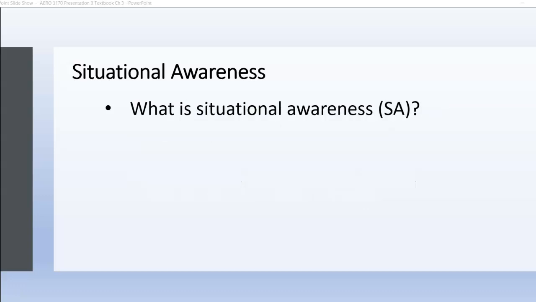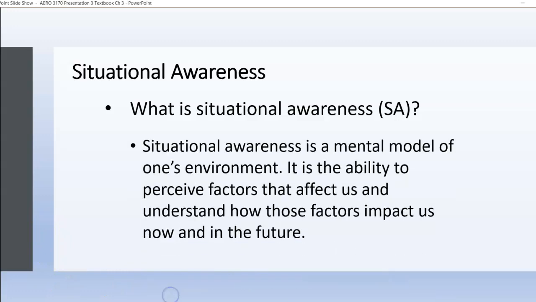So what is situational awareness, and why is it so important to aviation safety? Situational awareness is a mental model of your environment. It's your ability to perceive or understand the factors that are affecting you and understand how those factors will affect you in the future, as well as in the present.